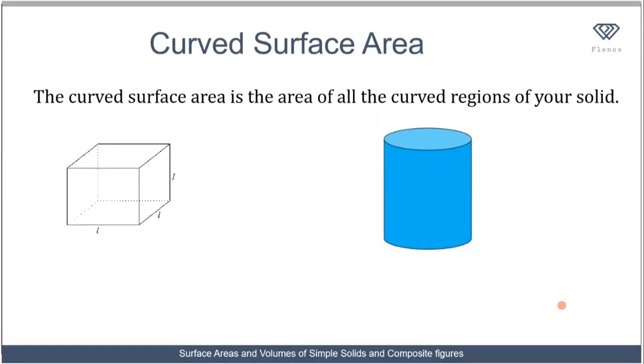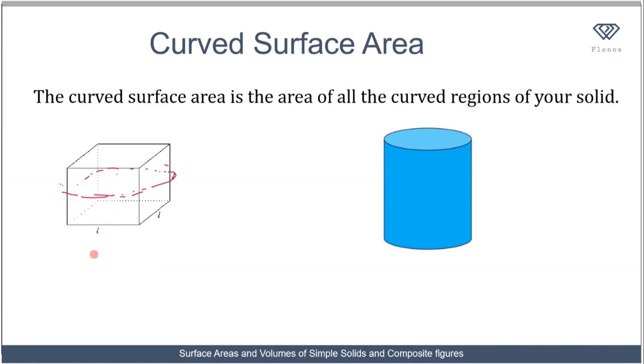Now let's talk about the curved surface area. For the curved surface area, we're just concerned with the area of the curved region of the solid. If I look at a cube, the sides that make up this curve start from this face, then come over here, then go to the back and come over here. This region is the curved surface area, and it's made up of just 4 faces because the top and the bottom sections are not included.